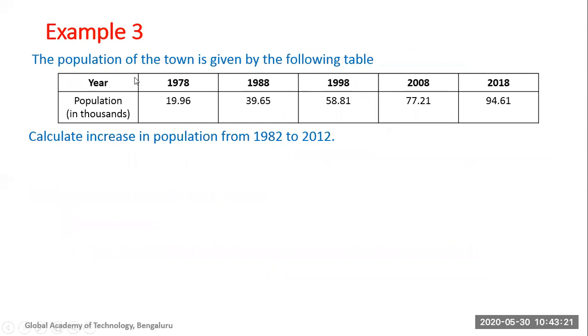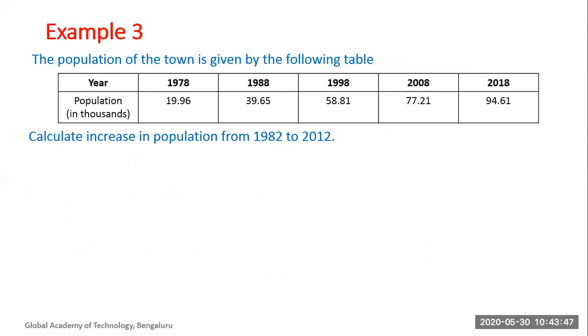So take one more example. The population of the town is given by the following table. In the year 1978, the population was 19.96, in thousands, so 19.96 into 1000. 1988, it is 13.65 thousands. 1998, it is 58.81. 2008, 77.21. 2018, it is 94.61. This is the given data.